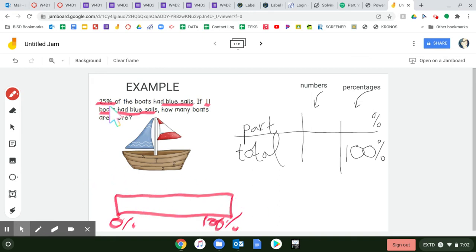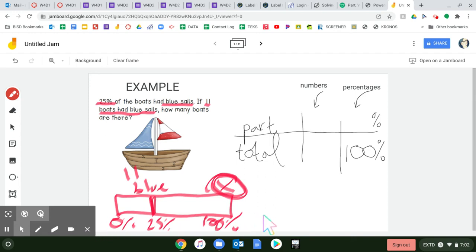So when I read this problem, it says 25% of the boats had blue sails. That doesn't mean all the boats have blue sails, just 25% of them. So that would be about right here. And to me, this is showing how many are blue. And 11 of the boats have blue sails. So 11 of them have blue sails. How many boats are there? Here's what we don't know: the total number of boats.